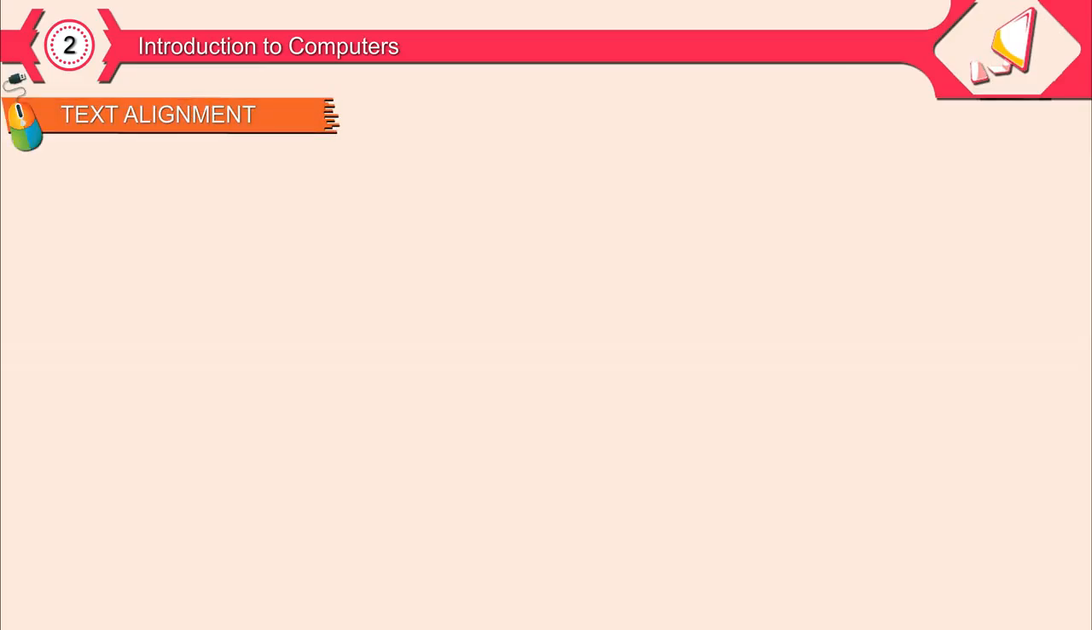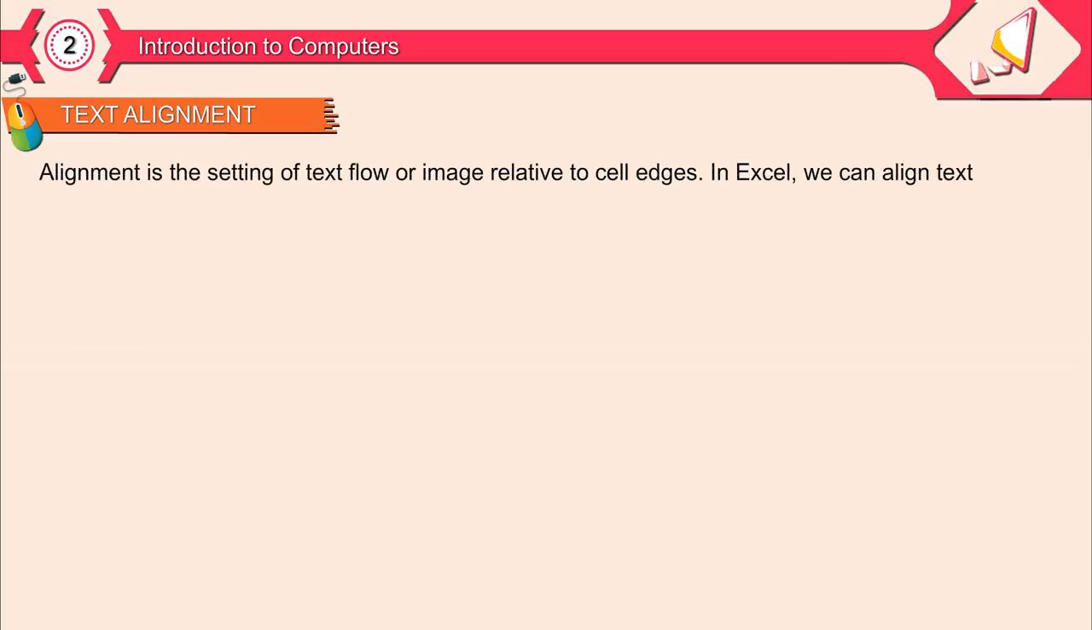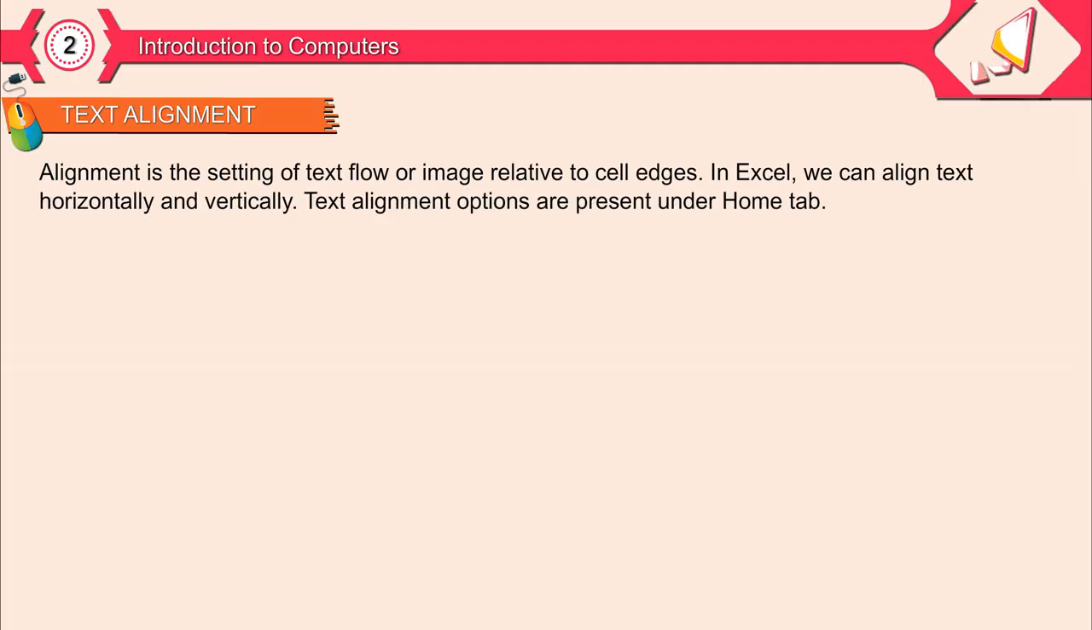Text alignment. Alignment is a setting of text, flow, or image relative to cell edges. In Excel, we can align text horizontally and vertically. Text alignment options are present under the Home tab.